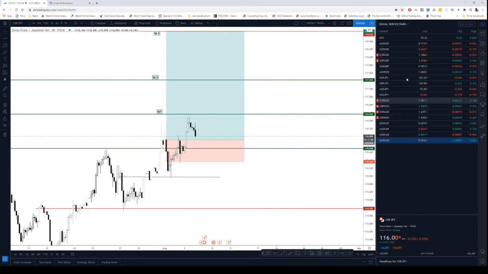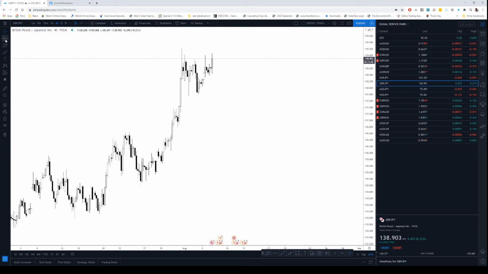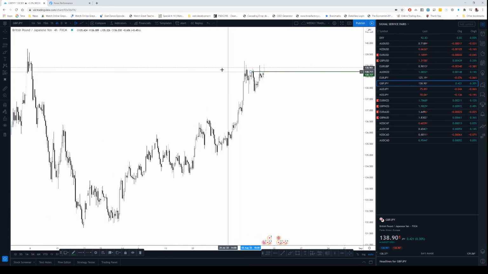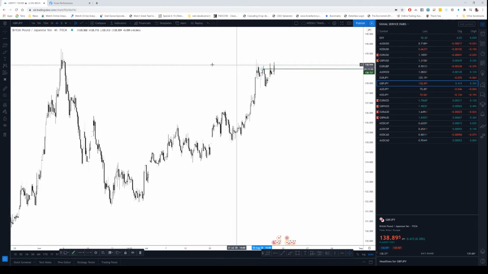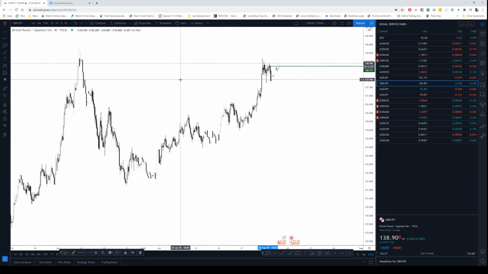And pound yen, I said look, wait for price to close above this. That's the reason, and that's what I've just taught you now. Okay, wait for price to close above this. We've now got a close above it, so you can start looking for the longs for the upside objectives that I gave on this one.